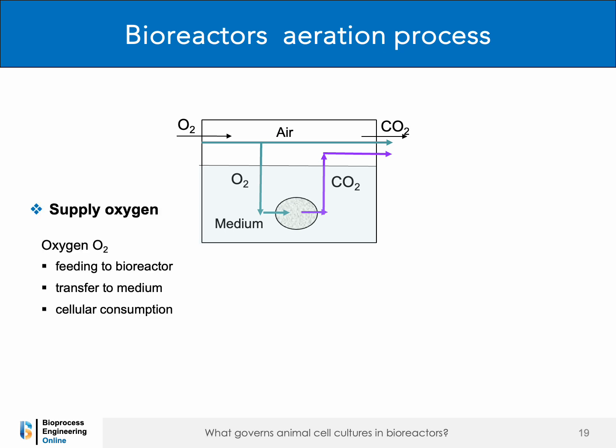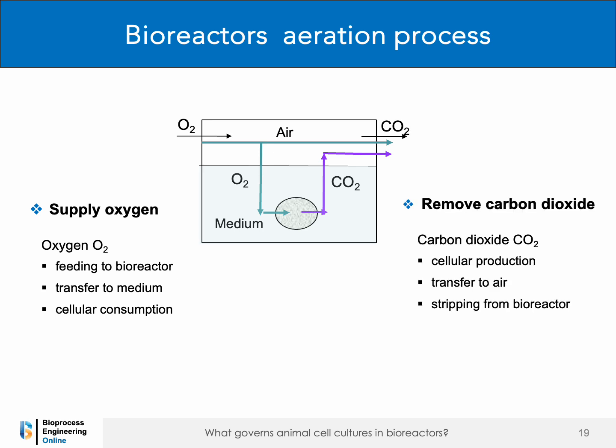The supply of oxygen in the fermenter occurs in three stages. First, oxygen is introduced into the fermenter through the inlet air system. Next, a portion of the oxygen transfers from the air phase into the liquid medium. Finally, the cells present in the medium consume the dissolved oxygen for metabolic activities.